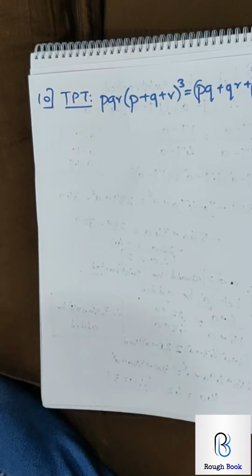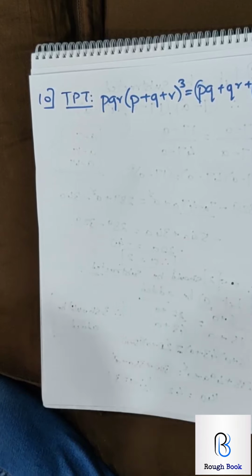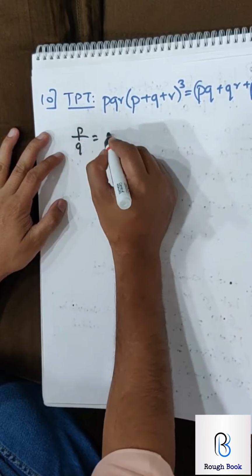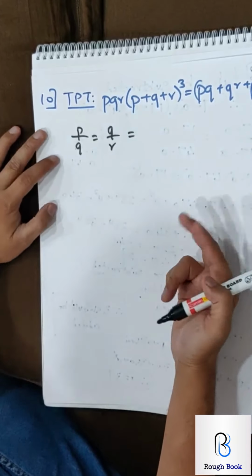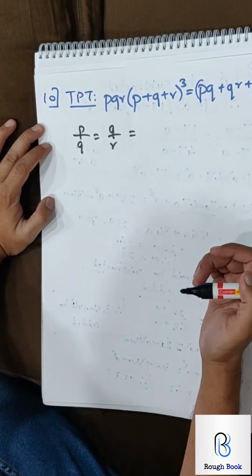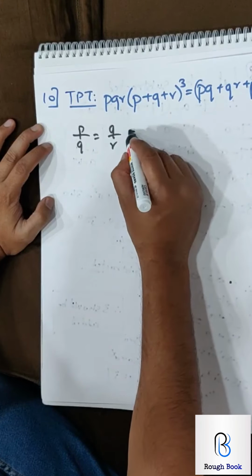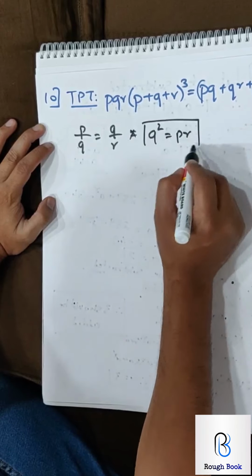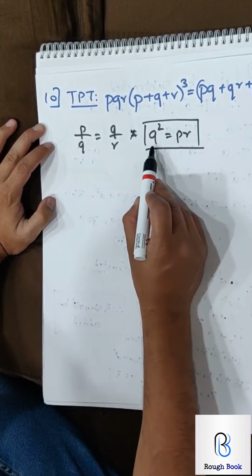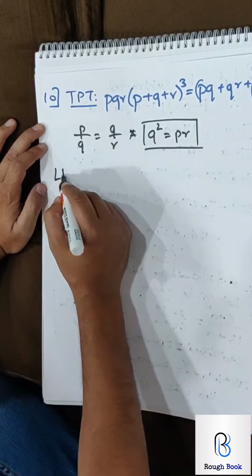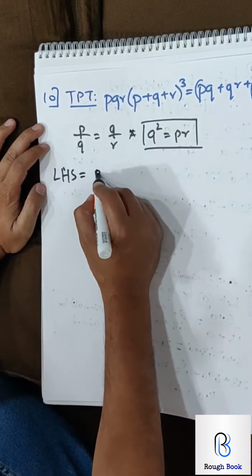So we are on question number 10. Question number 10 says Q is the mean proportion between P and R. So if Q is the mean proportion, P upon Q equals Q upon R. Two choices, K method, but this K method is going to be difficult because there is no denominator to cancel. So another method is, instead of K, we will just cross-multiply and say Q square equals PR. And wherever there is PR, we can substitute Q square, or wherever there is Q square, we will substitute PR. So I am beginning with the LHS.